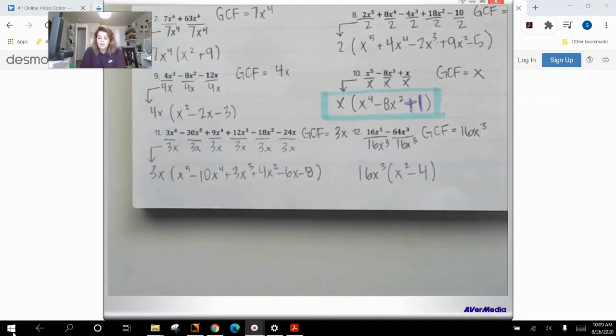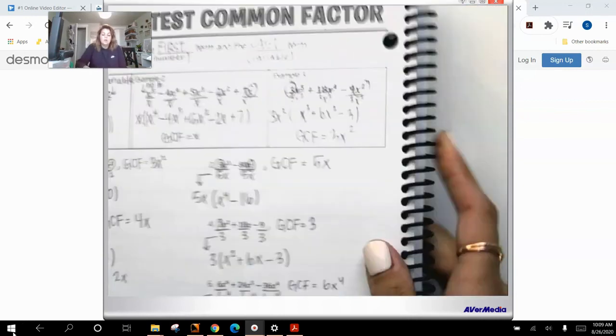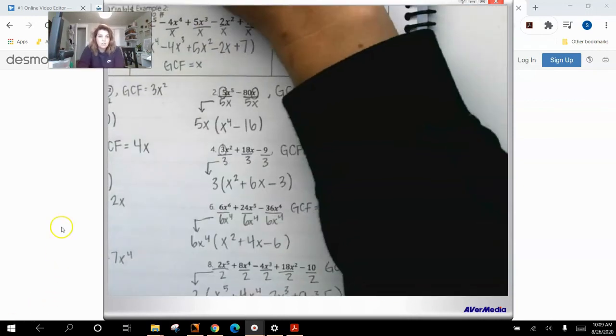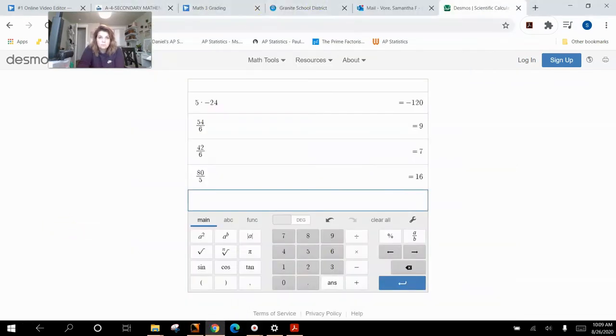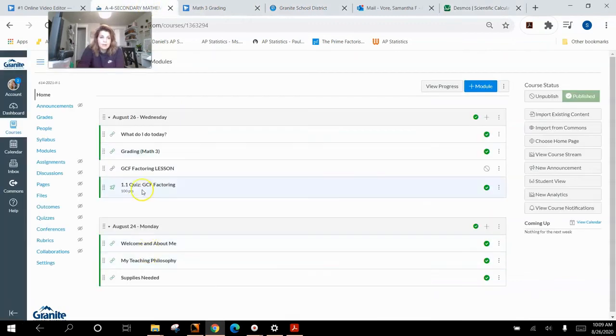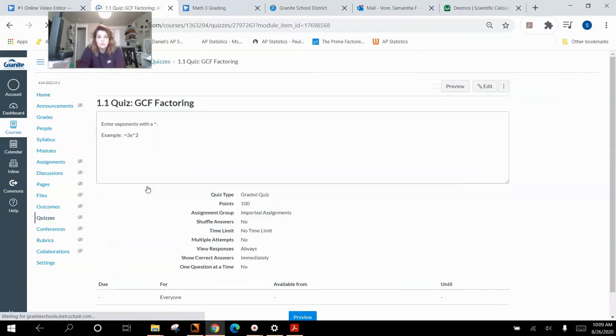But if not, then I feel like you are ready to take your quiz. In fact, I'm going to go there with you now just to give you a couple of tips, and then you are done for the day. So I'm going to switch back over to Canvas, and I'm going to now click on the quiz that you guys are supposed to be taking.